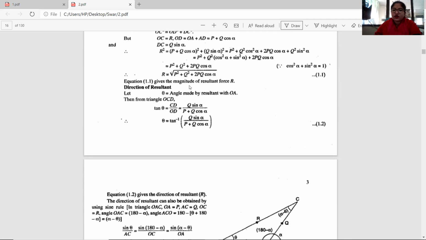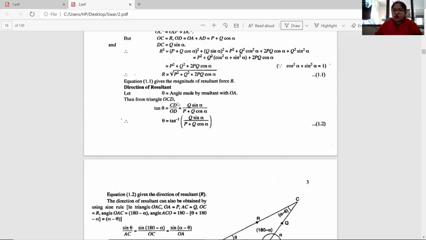Okay, so now decide the direction of the resultant force, because it is also important, because it is a vector quantity. We have to find out the force direction and force magnitude also. So we already defined the magnitude. Now we calculate the direction. So theta will be the angle made by the resultant with OA.